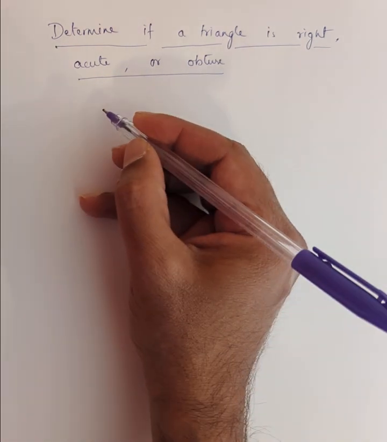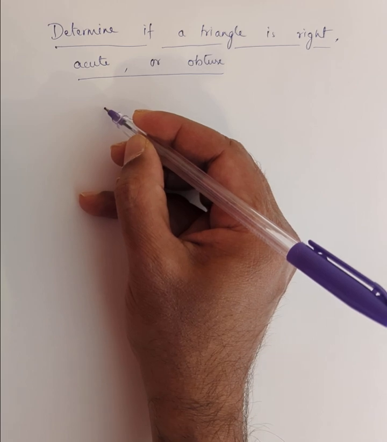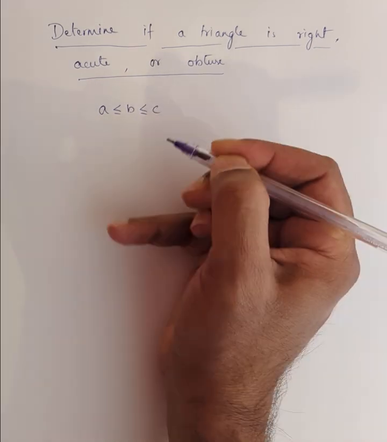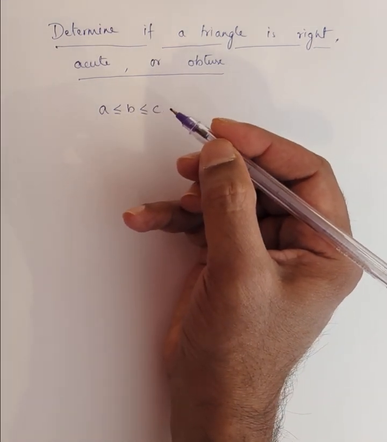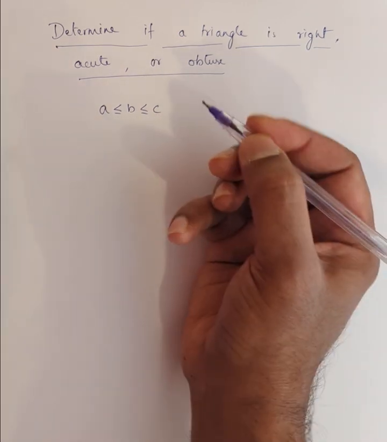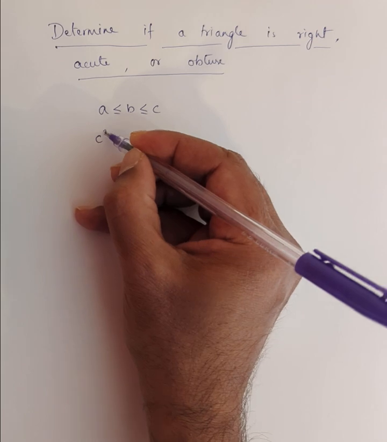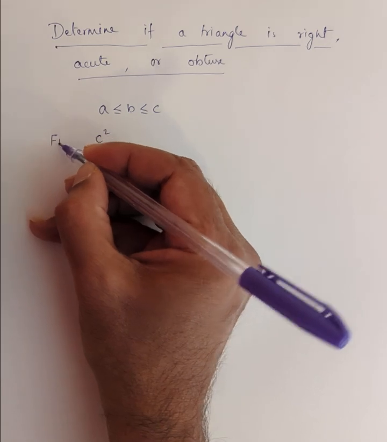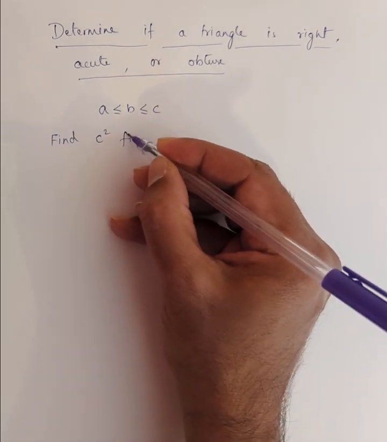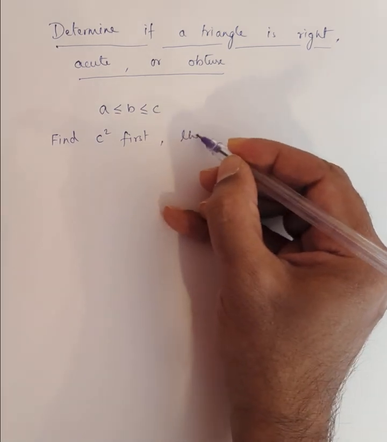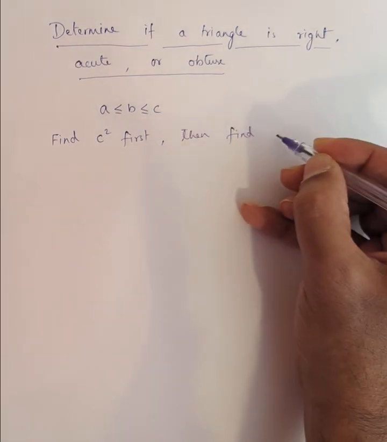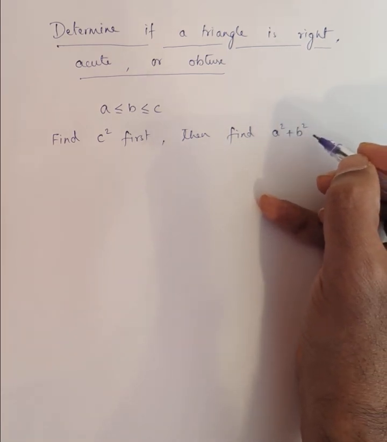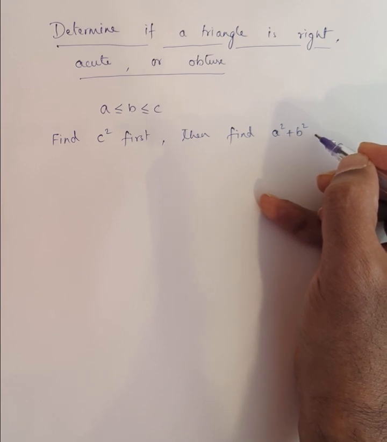So let's write down our side lengths in this order: A less than or equal to B less than or equal to C. And then this is what I want to determine. The largest side is C. I want to find C square first, and then I want to find A square plus B square. So let me write the recipe. Find C square first, then find A square plus B square. And then depending on which one is bigger, we can make a decision.